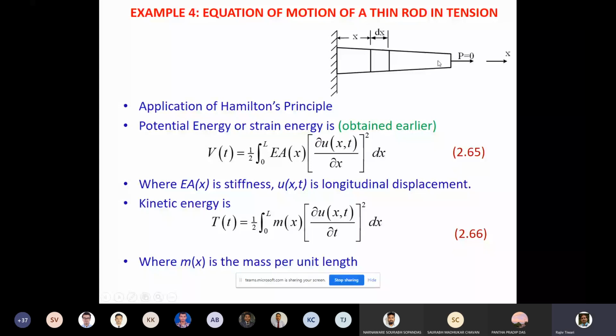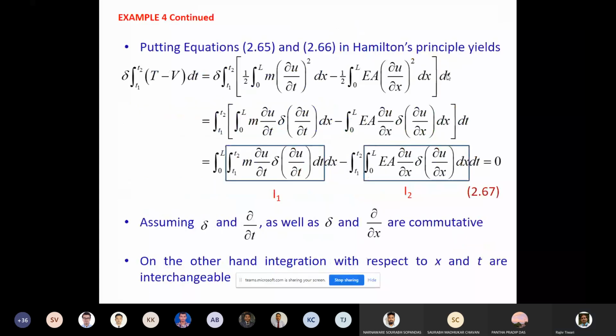So we have the potential energy, or the strain energy, and the kinetic energy. At present, we are not applying an external force. We are just disturbing the system, and we want to find out how the system will vibrate because of some initial disturbance. So we want to apply the Hamilton principle.